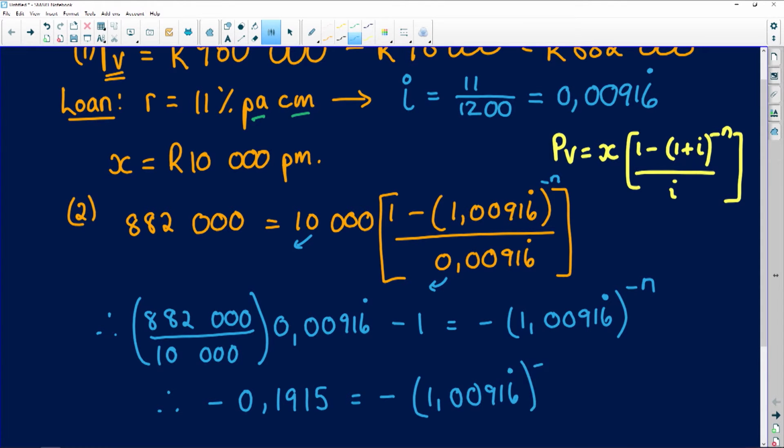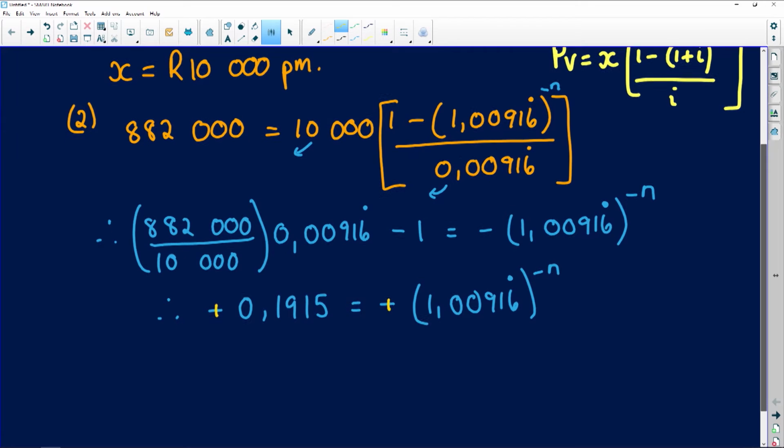This whole side is equal to minus 1,00916 to the minus n, and as per usual, my minuses become pluses on both sides, and this is where I go into the next phase of the problem. There's two different bases. The one base is 0,195. The base on the other side is 1,00916 recurring. There's no way that we can get those two to look like each other. So we're going to employ logs.